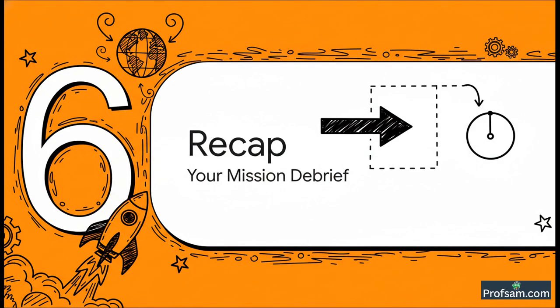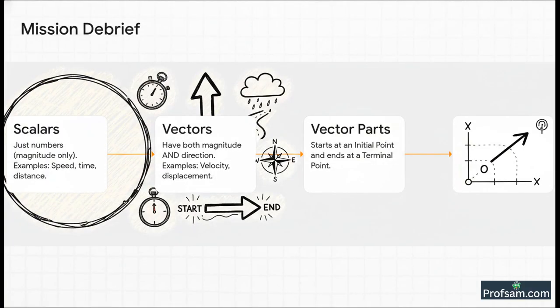All right, fantastic job. We've covered all the basics. So let's just do a quick mission debrief to make sure these ideas are totally locked in. Okay, just 4 key things to remember. 1. Scalars are just numbers. They only have magnitude. 2. Vectors are the pro move. They have both magnitude and direction. 3. Every vector has a starting point, the initial point, and an ending point, the terminal point. And 4. A position vector is like a GPS, always starting from that fixed origin.